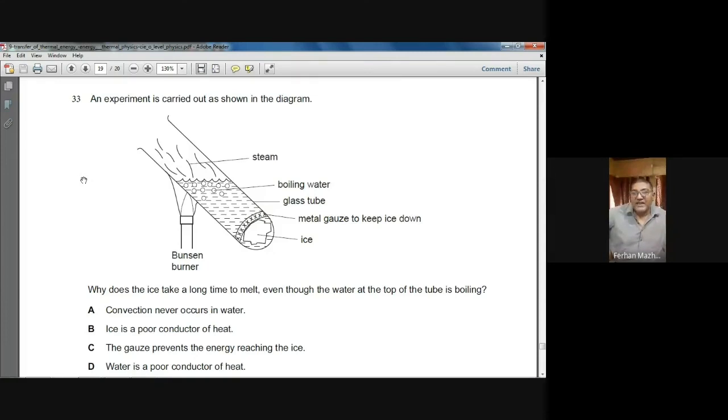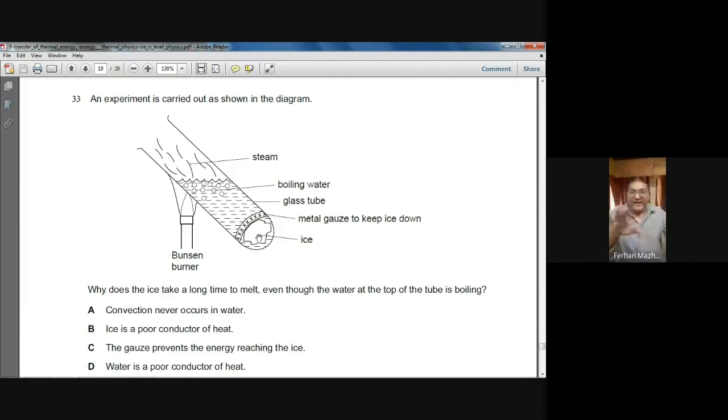And the ice cube is not melting. The water on the top is boiling, but the ice cube is not melting. The reason is, from here, the heat will go up in the air and the water by convection, but the heat is going upward only. The heat can reach the ice cube, but that can happen only if the water is a very good conductor of heat.